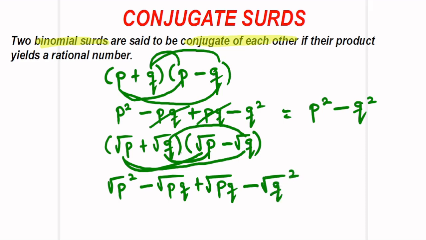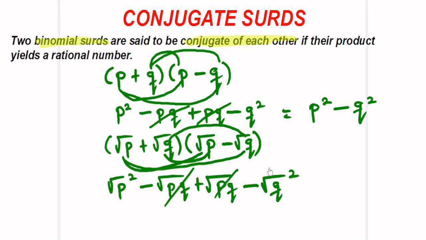It's the same letter, q times q, q square, and here we have p times p, p square. So the same thing applies here. Minus root pq plus root pq: these are opposite signs of the same value, so when we take them away, it is 0. Now we are left with root p square. Square root cancels square, so we'll be left with just p.